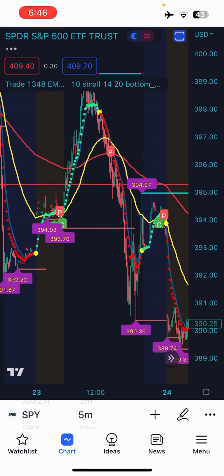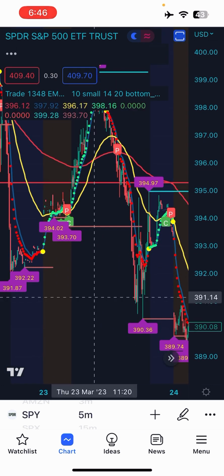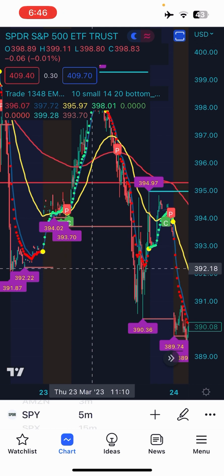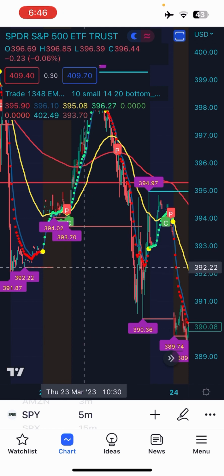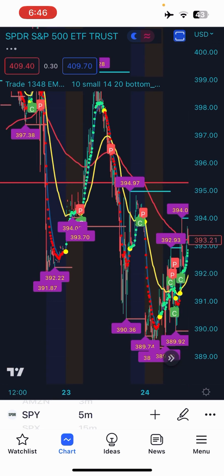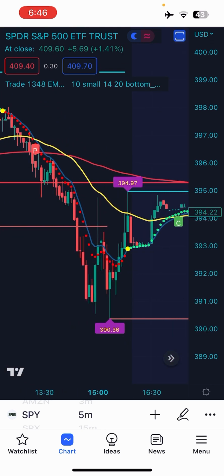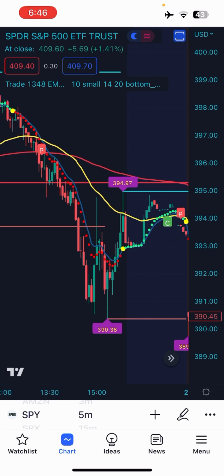And remember, we have levels. We have levels right here. Past levels are always going to influence the price action. So right here you have this level, right? You have that level, and you have this level right here, right? And so you got to watch those levels.